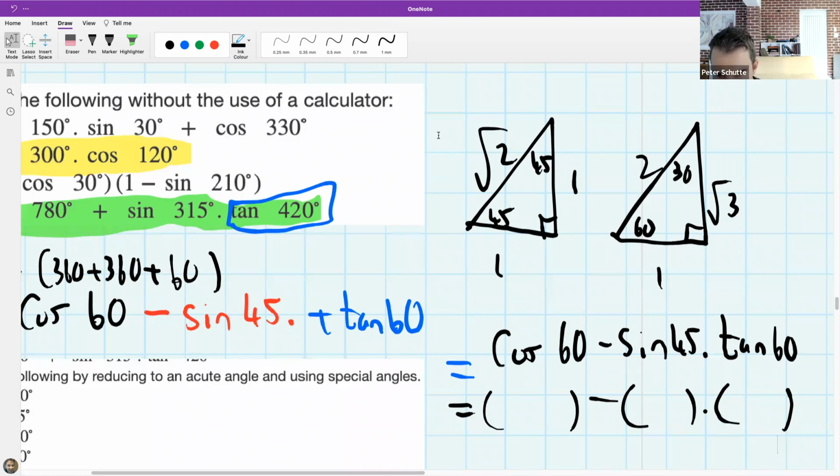What is cos 60 going to be? Yeah, I think cos of 60 is going to be a half. What about the sine of 45?